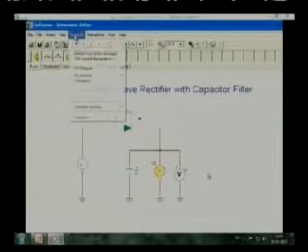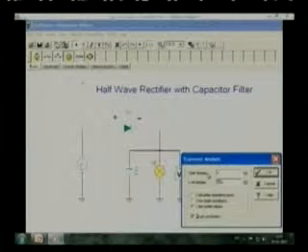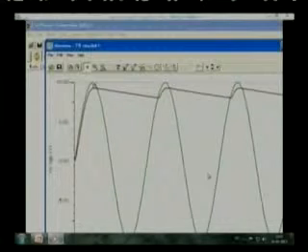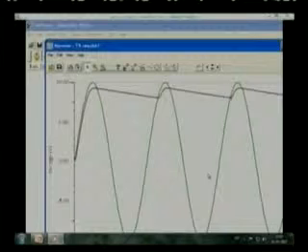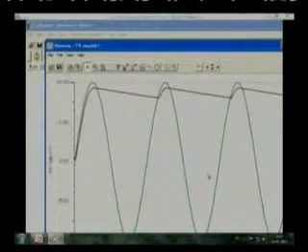So we'll go and run an analysis, transient, 0 to 50 milliseconds. And we can see that our ripple voltage has increased quite a bit when we increase the size of the load. When we look at this area between the positive peaks, what we're looking at is a capacitor discharge. Capacitor discharge is governed by RC time constant.